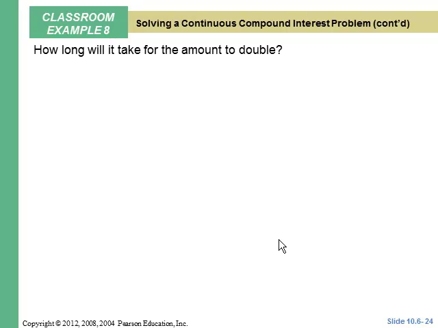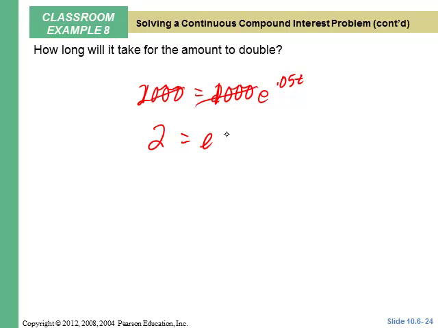And then how long would it take for the amount of money to double? We would have 2,000 equals 1,000 Pe to the rate, I forgot what the rate was, 5%, 0.05 t. Okay, so let's divide both sides by 1,000. We'd have 2 is e to the 0.05 t.